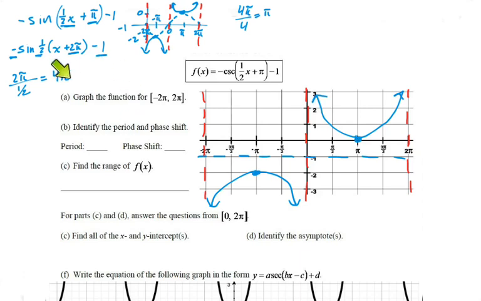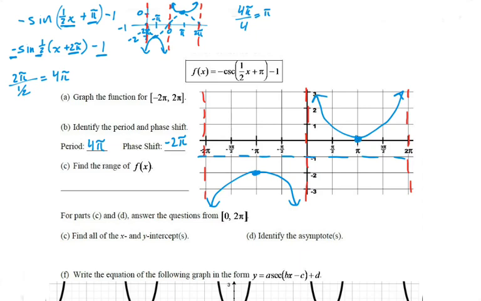Now let's answer some questions. All right, it says graph it. Okay, I did. All right, next one says identify the period and the phase shift. The period, oh yeah, we found that too. So that's going to be 4 pi. My phase shift was -2 pi, right? We went left 2 pi, so I'm going to put -2 pi.